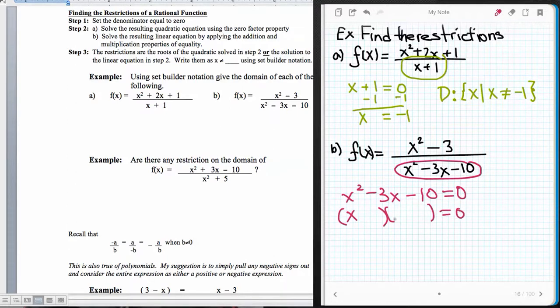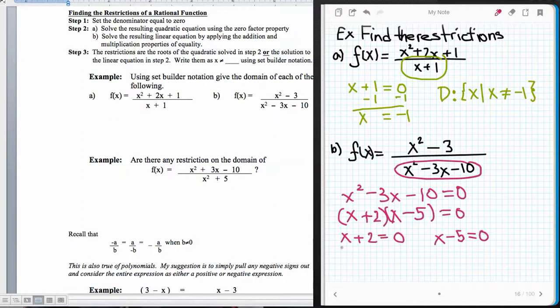So I see that this has a leading coefficient of 1, so I'm going to focus on the factors of 10 that give me a difference of 3. So I have a 5 with a 2, and I'll have to have a negative 5 and a positive 2 because I need a negative 3. And now I take each of these and set them equal to 0, just like I was doing when I was solving polynomial equations of degree 2.